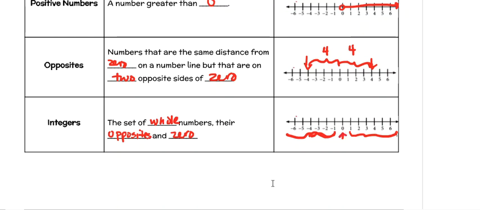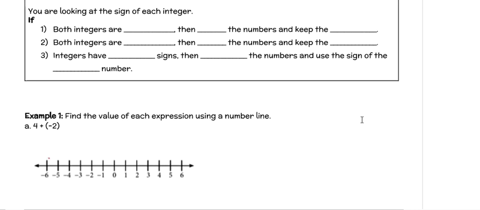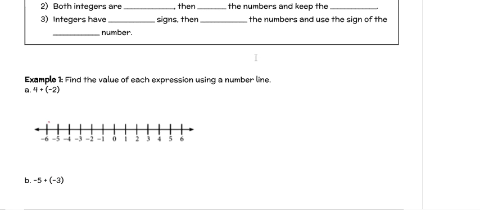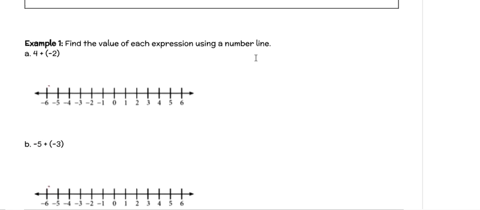Those are integers. So we're doing operations of integers. Today we're going to focus on adding integers. Now you're going to be including negative numbers into the mix completely. All right, adding integer rules. Before we do adding integer rules, I'm actually going to do example 1 first. Find the value of each expression using a number line.